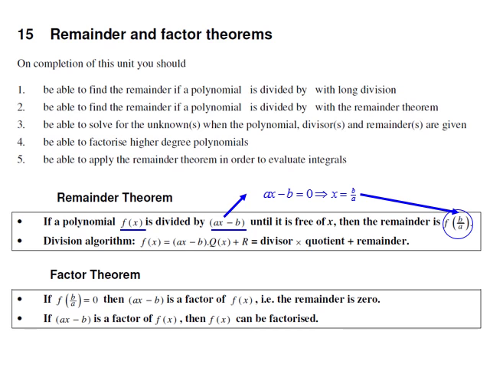So if you've calculated f of b over a and find that the answer is 0, then the factor theorem tells me that ax minus b is a factor because it means the remainder is 0, and also that we can factorize f(x).